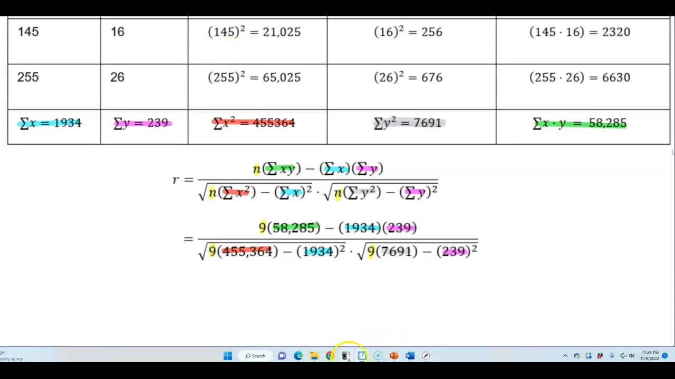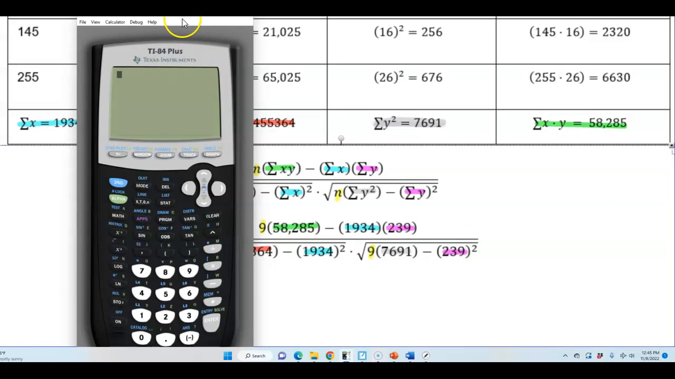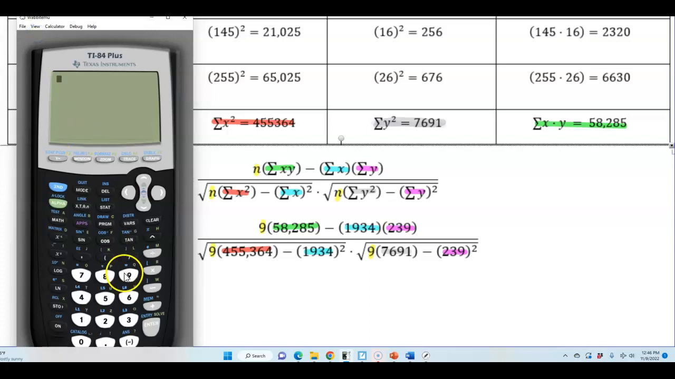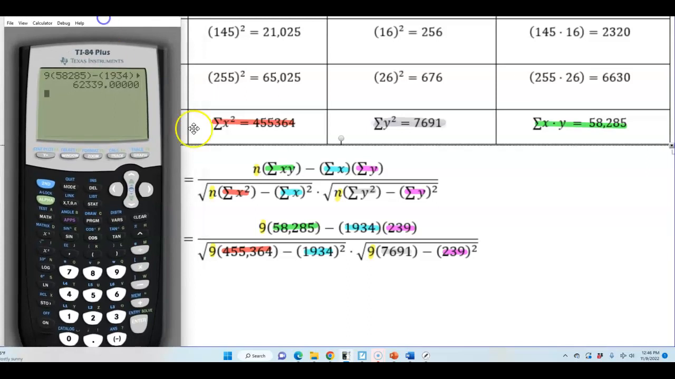If we want to do this in our calculator, just make sure that we're careful of how to go about that. So let's go ahead and do that. In our calculator, we're going to start with the numerator first. We have 9 times 58,285 minus 1934 parentheses times 239 parentheses and then press enter, and that's going to be in the numerator. So this is what's in the numerator.